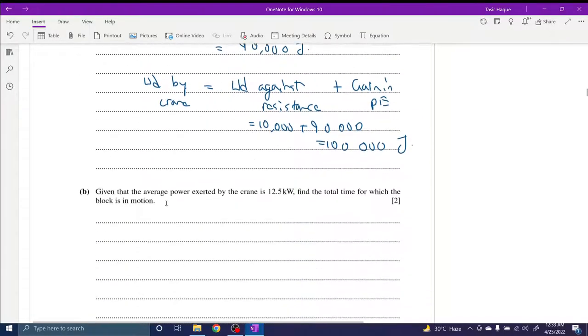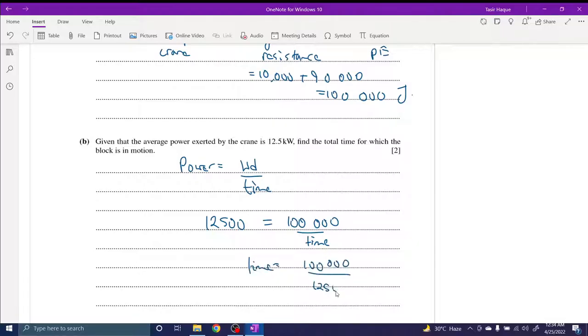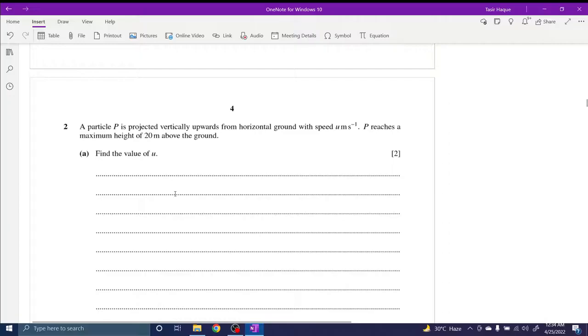Given that the average power exerted by the crane is 12.5 kW, find the total time for which the block is in motion. We know that power is equal to work done by time. So the power is 12,500 watts. That's equal to the total work done, 100,000, by time. So time is equal to 100,000 by 12,500. 8 seconds. Since this is exact, I don't need to write it to three significant figures.